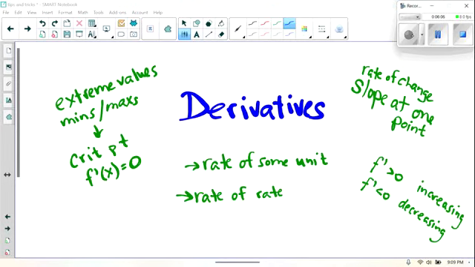So what can I do with derivatives? My goodness gracious. The rate of change, or the slope at one point. Extreme values, finding mins and maxes. Let's not forget, those only happen at critical points, where the first derivative is equal to 0.